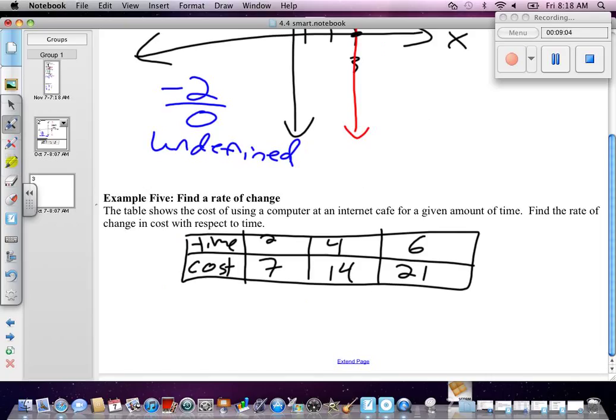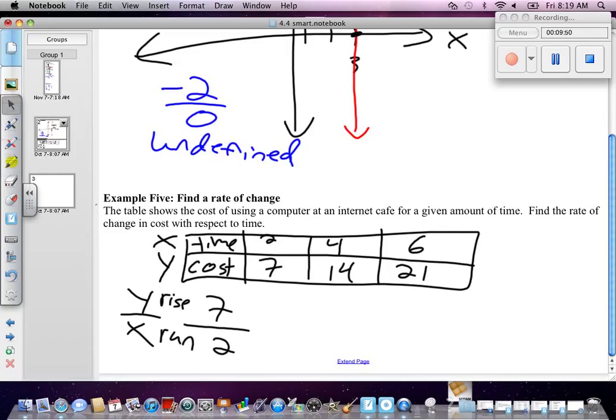Okay, if we're at 2 and we're going over to 4, how much did we go over? 2. Cost, I went from 7 to 14. How much did I go? That is my slope, 7 over 2. Remember, this is x, this is y. It's always y over x, or rise over run. 14 to 21, how much is that? That's 7 as well. 4 to 6, how much is that? 2, so I know that's 2 as well. Are the values going up or down? Up, so we know it's positive.